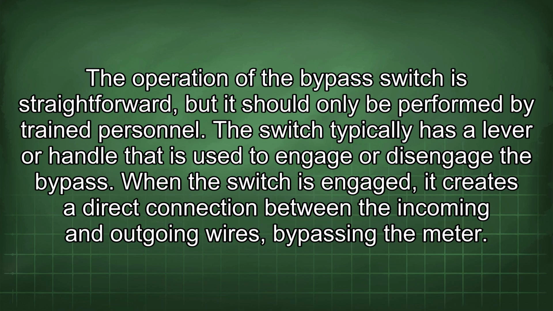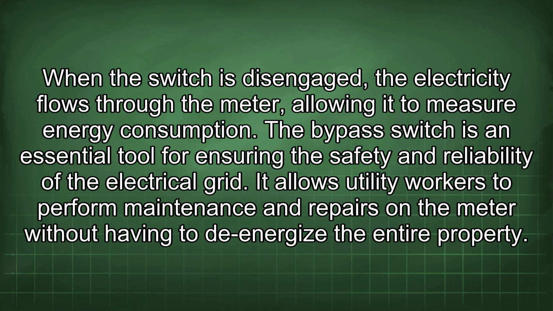The switch typically has a lever or handle that is used to engage or disengage the bypass. When the switch is engaged, it creates a direct connection between the incoming and outgoing wires, bypassing the meter. When the switch is disengaged, the electricity flows through the meter, allowing it to measure energy consumption.